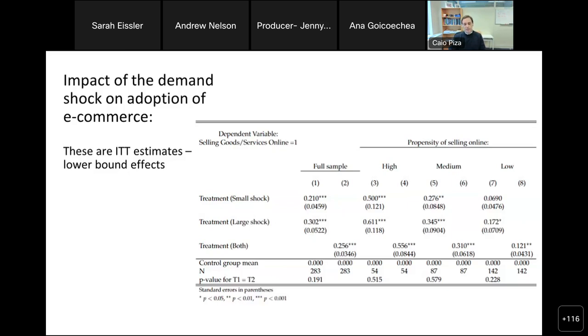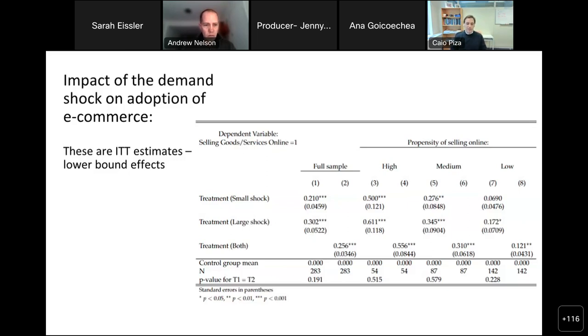And for firms with high propensity to sell online, the impact can be huge. But for firms with low propensity to sell online, the impact is small, but still positive if they receive a big enough shock. So this is interesting because it gives us a sense of the targeting of this type of intervention, right?